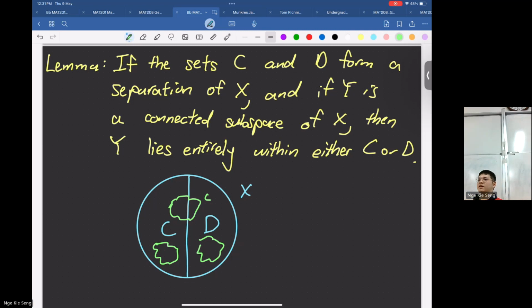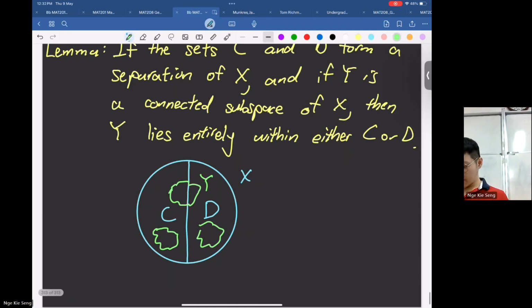Does it make sense? If this connected subset lies in between, what happens? You can split it up, right? So let's name our connected set Y. So if it lies in between, what happens? You can take Y intersect C, Y intersect D to be your separation. Okay, so if it is a connected subspace, it must lie in either one. Okay, next.